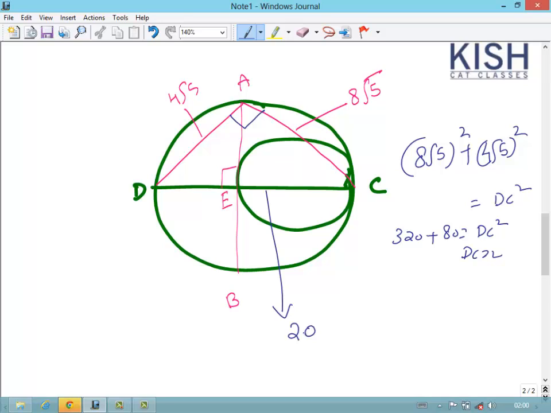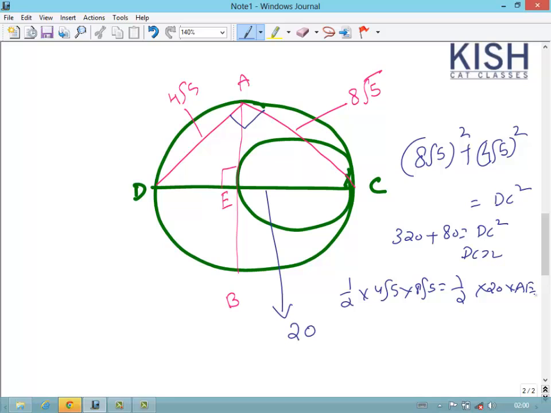How can you find EC? It is fairly simple. You should know what is AE. AE is clearly given as tangent to the circle. Look at this one, it's a right angle triangle, E is right angle. So I know that the area of the triangle is half into 4 root 5 into 8 root 5 is equal to half into CD, which is 20, into AE, which is height.